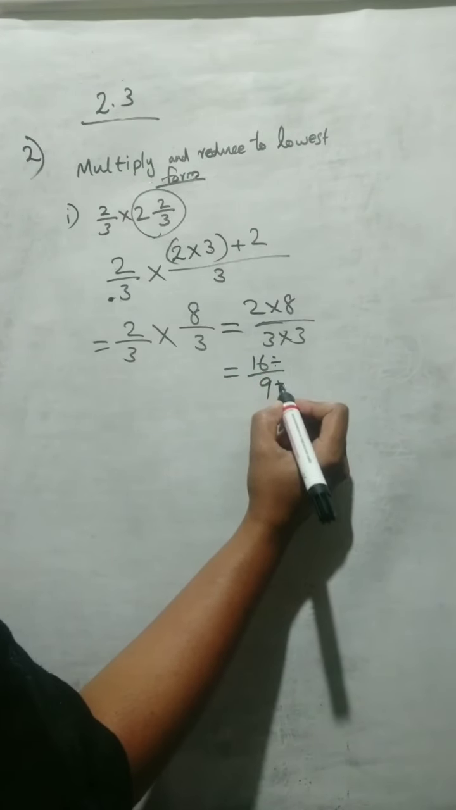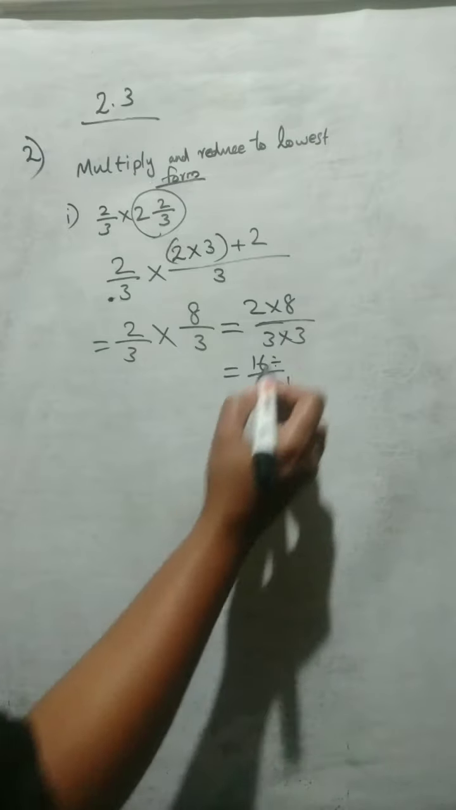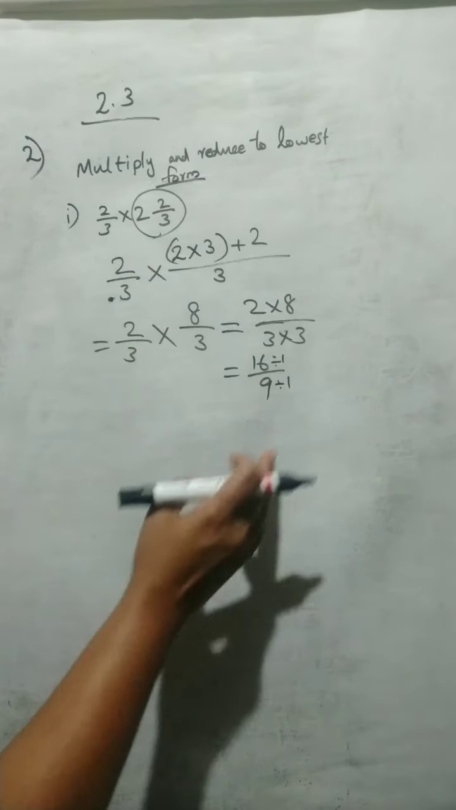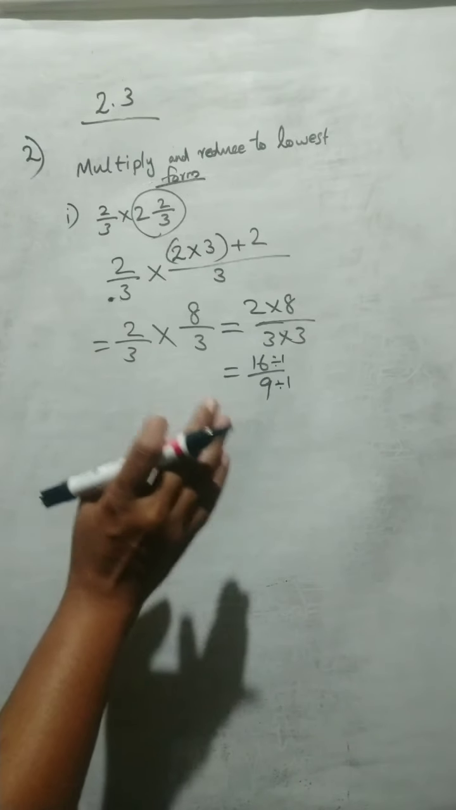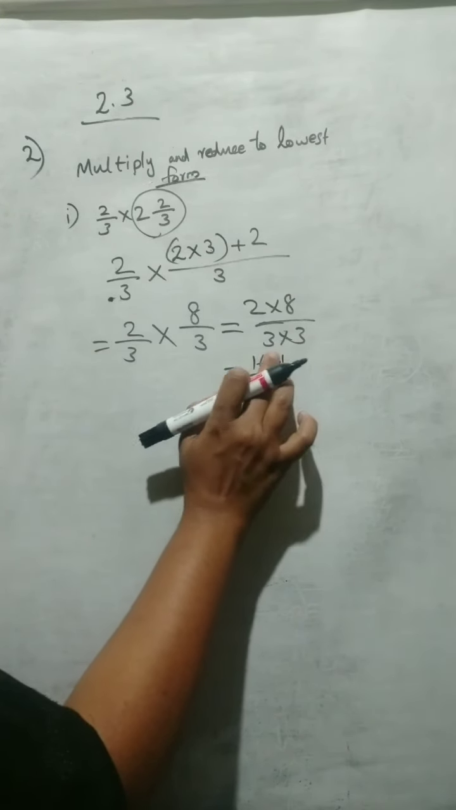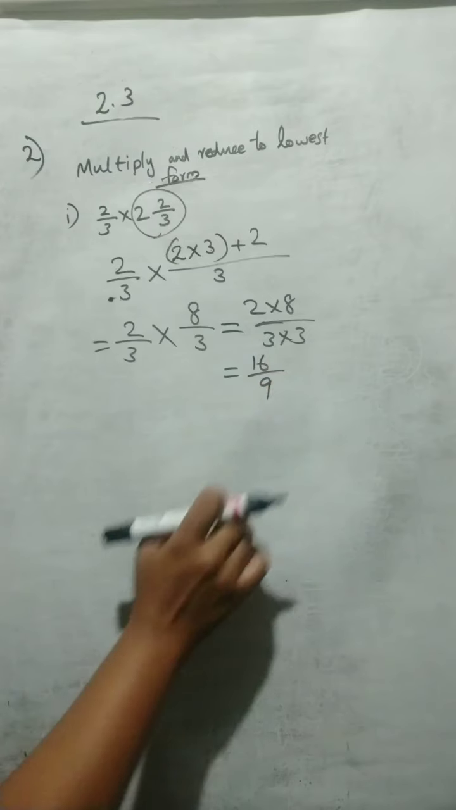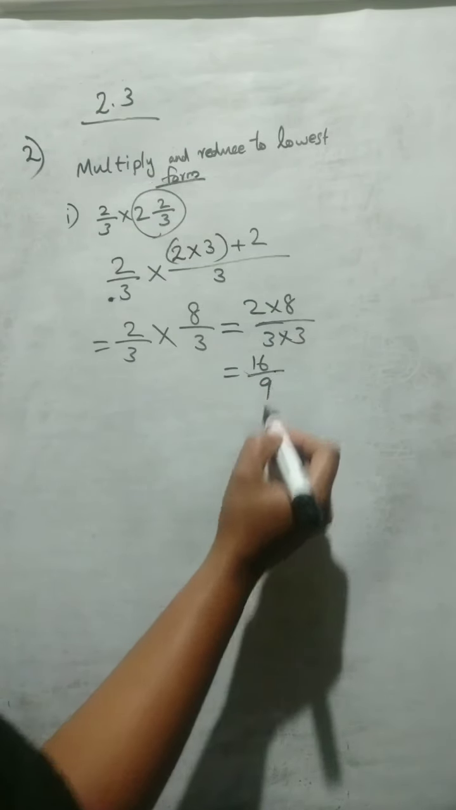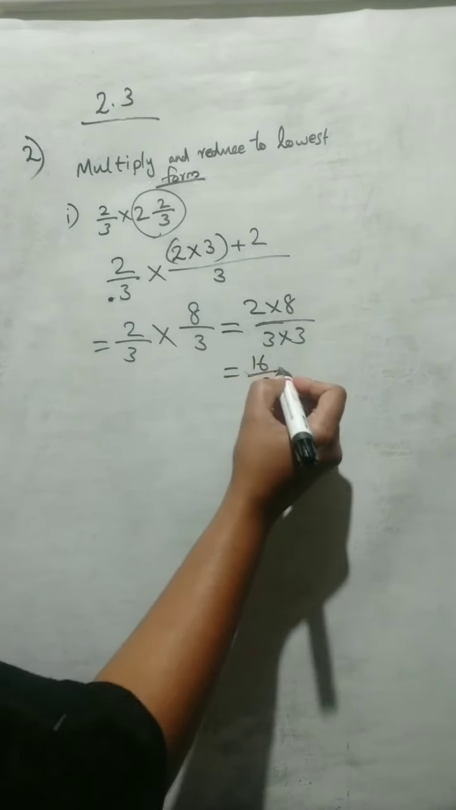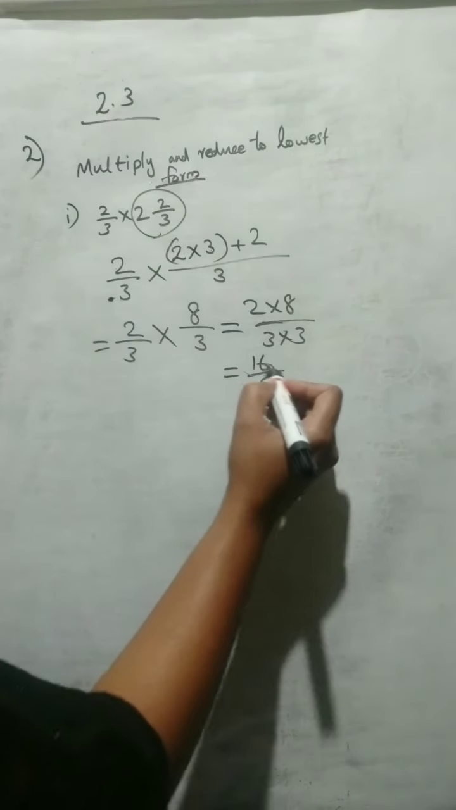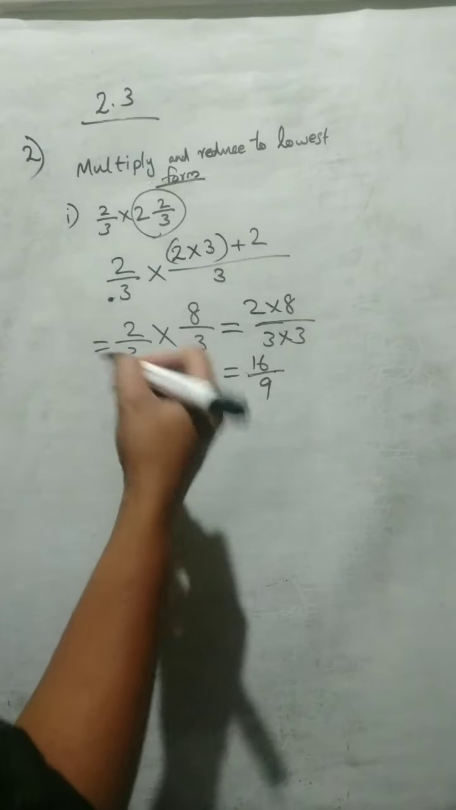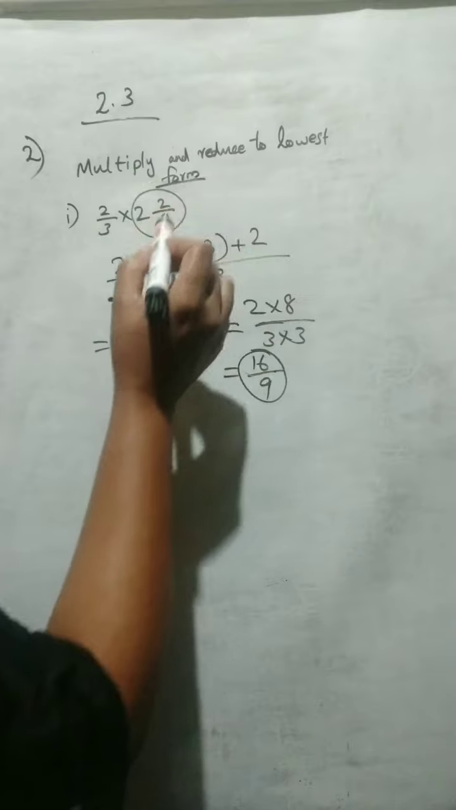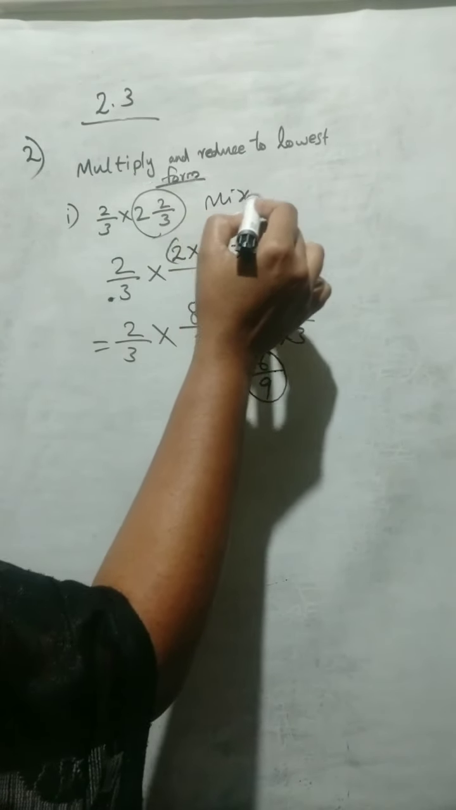1 is the common factor for this one. So, we don't want to change this into simplest form. But, think, is it in the simplest form? Here, the numerator is greater than the denominator. So, this is in the form of an improper fraction. So, what can we do? We can convert this into the form of a mixed number.